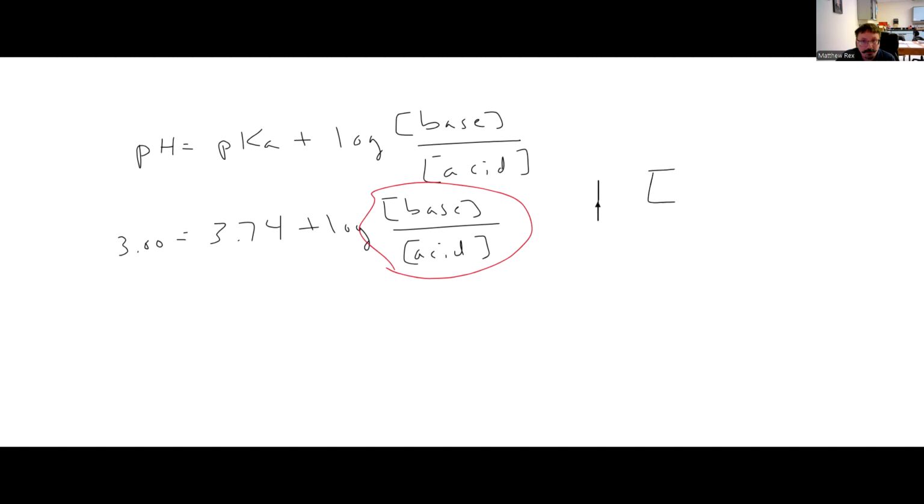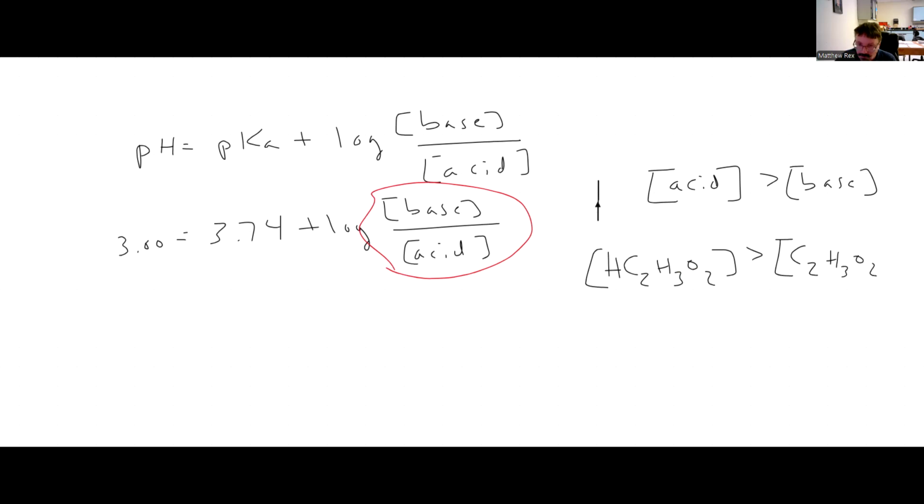That would mean the acid concentration has to be greater than the base concentration, or in this case the acid is HC2H3O2, and that's greater than the conjugate base concentration, which is the C2H3O2, or the sodium acetate is part of that. Or I guess, sorry, this is a different acid. It was HCHO2, formic acid, I believe it is.